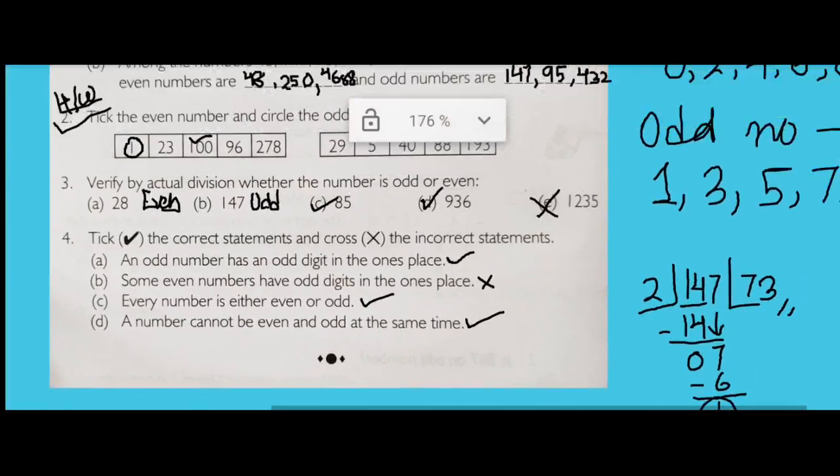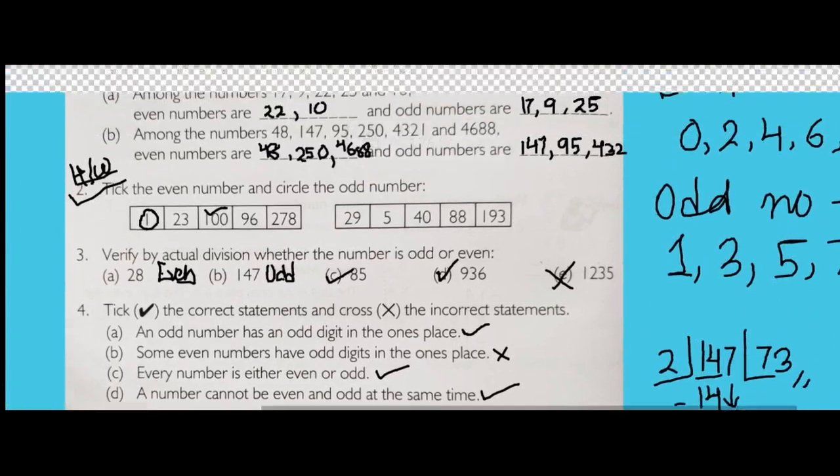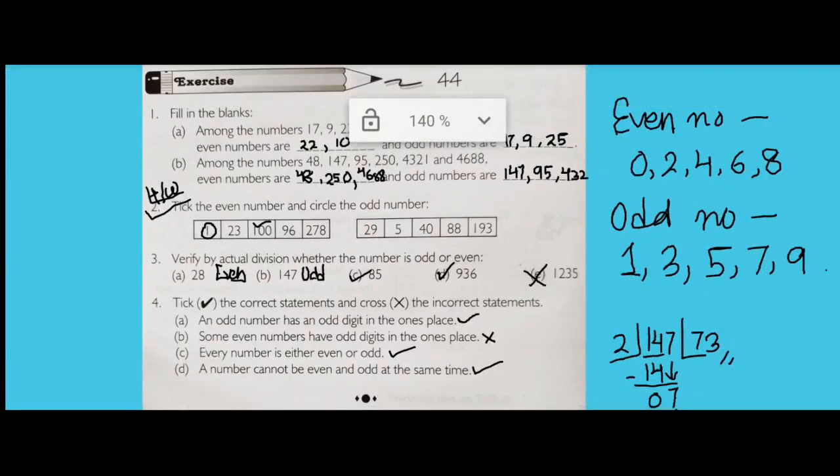So children, this is the exercise. Hope you all have understood what an even number and an odd number are. This is the last exercise from your division chapter. In the next class we will start with the new exercise. So please watch the video carefully and try to solve this exercise. Try to do all the homework.